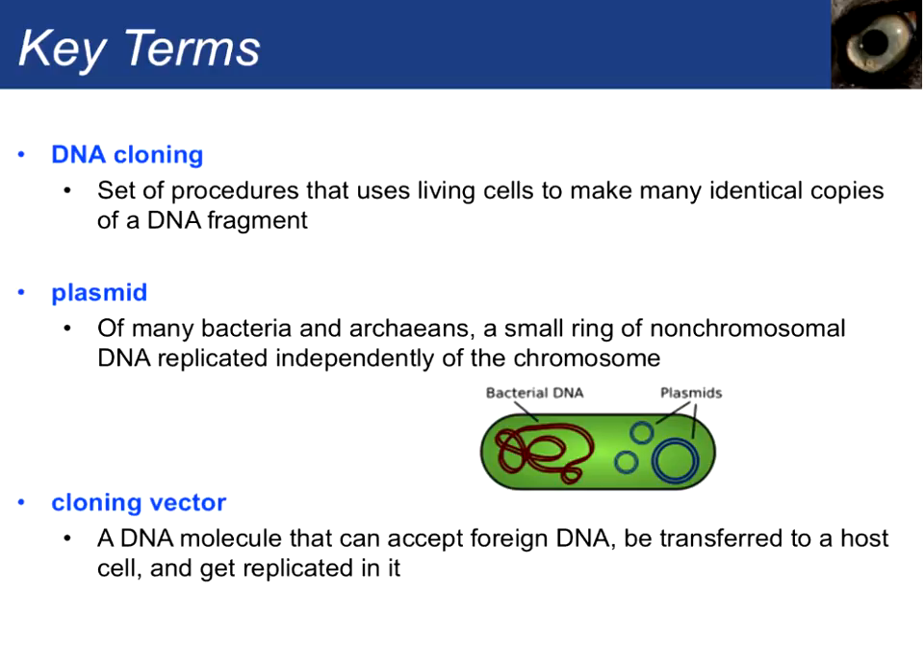A cloning vector is a DNA molecule that can accept foreign DNA. This is then transferred to a host cell and it gets replicated in it. A cloning vector is usually a plasmid that's been manufactured with specific sites where restriction enzymes will cut, and it also has specific markers such as antibiotic resistance or a tracer that allows the researcher to identify bacterial colonies that have taken up that vector.